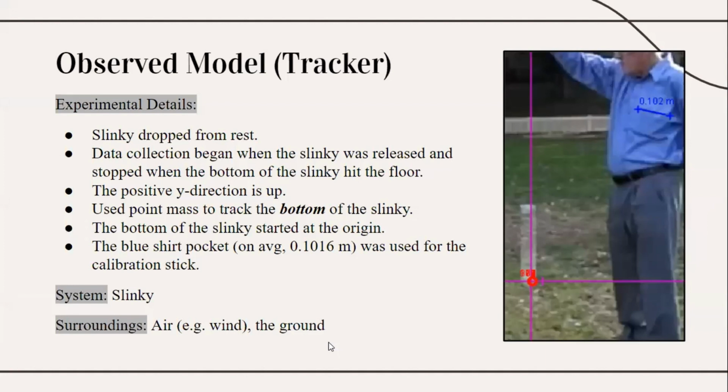Observed model. The Slinky was dropped from rest and the positive y direction pointed upward. We used point mass to track the bottom of the Slinky in this section and began tracking when the Slinky was released. The bottom of the Slinky started at the origin, with the blue shirt pocket used for the calibration stick. On average, this was 0.102 meters wide. The system was the Slinky, and the surroundings included the air and the ground.